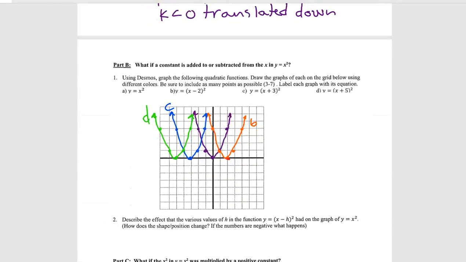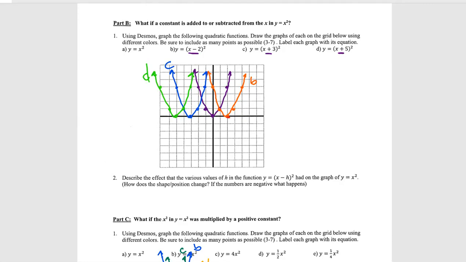Part B now is investigating what if we add or subtract a number to the x before we square. Because these are numbers in the brackets, BEDMAS tells us we're going to have to do that first: subtract 2, and then take the answer and square it. Add 3, take the answer and square it. Add 5, take the answer and square it. And what happens when you graph these is you'll notice instead of a translation vertically, now we have a horizontal translation. So this is left and right.